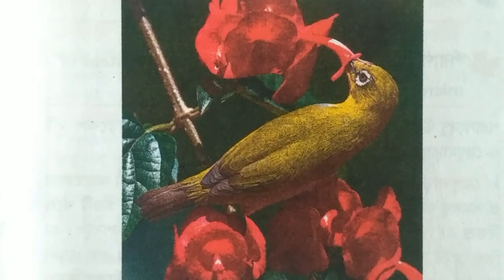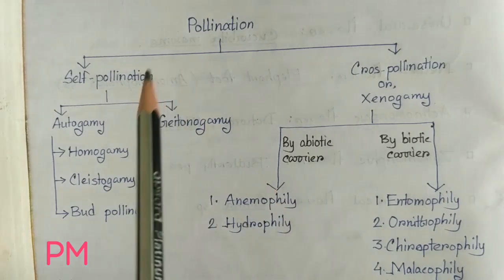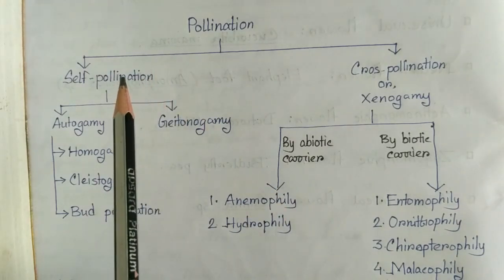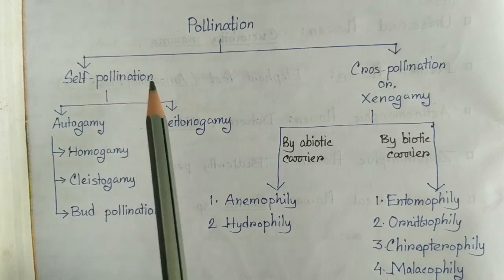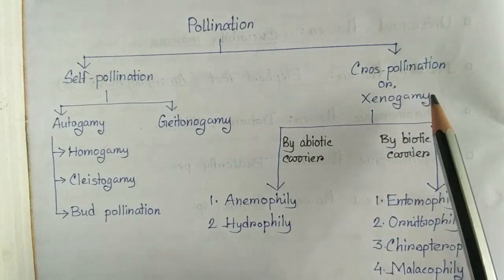We find different types of pollination. Basically, they are of two types, self pollination and cross pollination. Let's understand it through a flowchart or diagram. It's the chart of pollination types. Firstly, it divides into two types. First one is self pollination and second one is cross pollination or xenogamy.